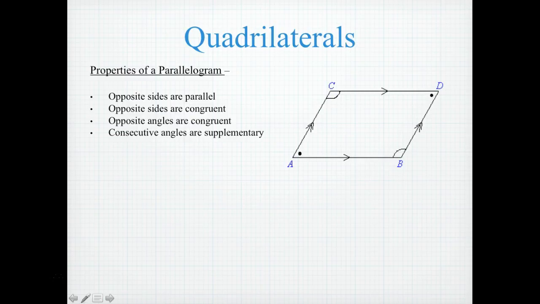So while angle C is equal to angle B and angle A is equal to angle D, those opposite angles are congruent. When you look at how angle A relates to angle C, those are going to be supplementary angles. So angle A and angle C add to 180 degrees, angle B and angle D add to 180 degrees.